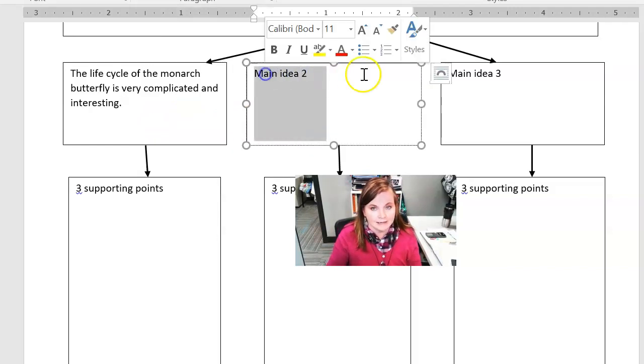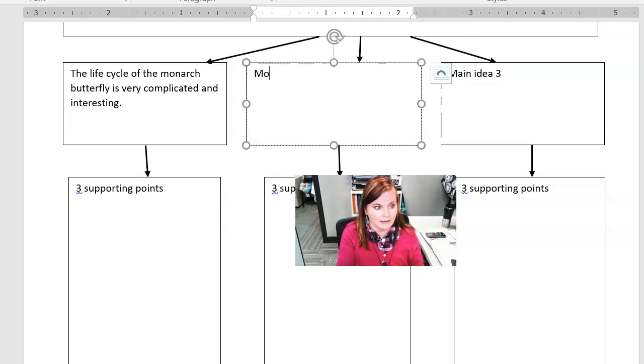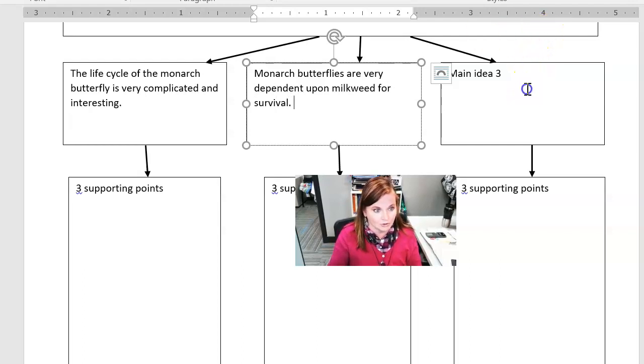And then my main idea number 2. Maybe I'm going to talk about the relationship between milkweed and monarchs, because monarchs are very dependent upon milkweed. So I'm going to say monarch butterflies are very dependent upon milkweed for survival. That's topic sentence number 2.